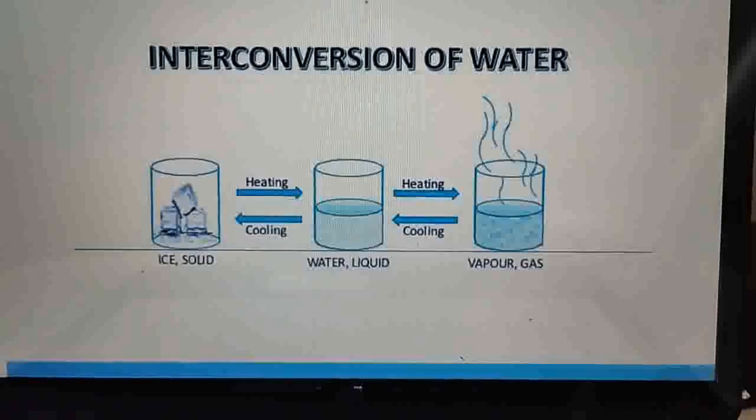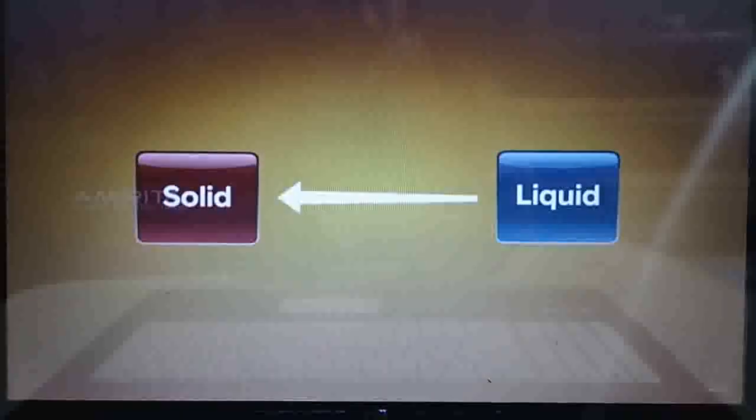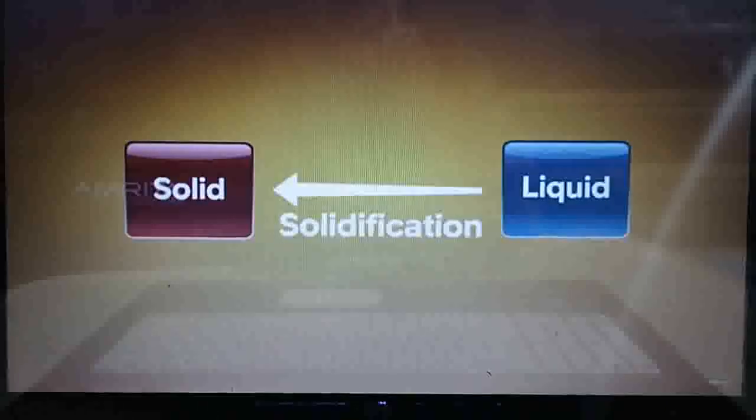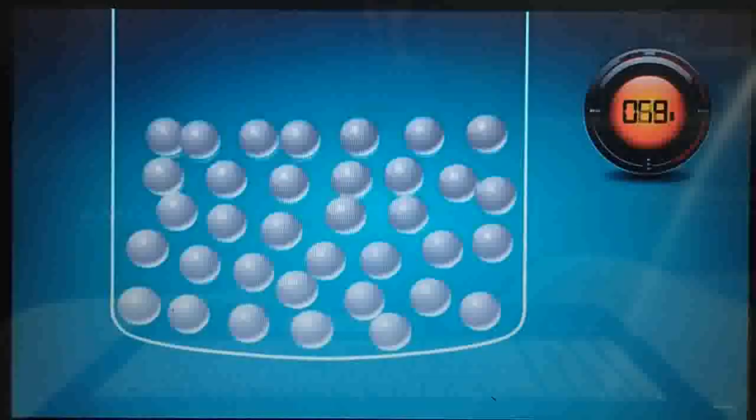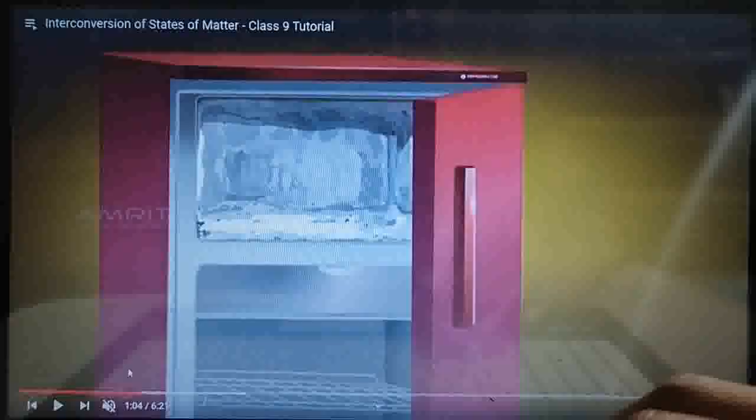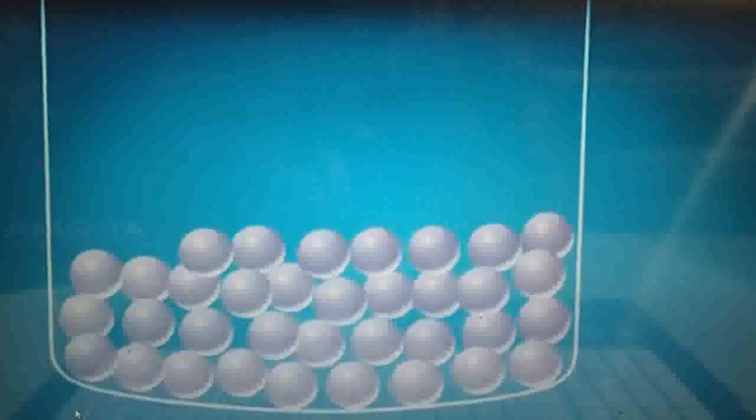Let's see how it happens. Similarly, a liquid changes its state to solid by solidification or freezing. What happens? Liquid molecules are loosely packed. When they are cooled, their molecules come closer to each other as their energy is decreased. Why is their energy decreased? Because heat energy is taken away from them. Since their energy is decreased, their movement decreases and they come closer to each other.